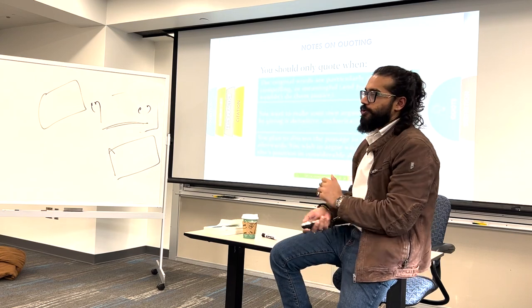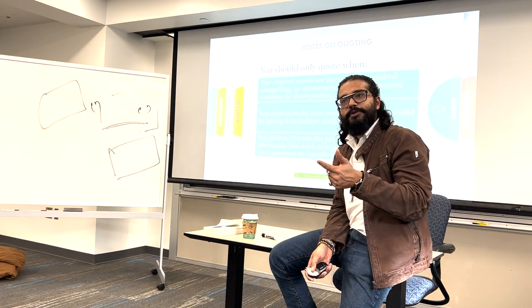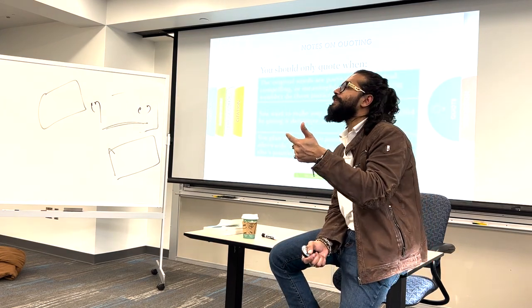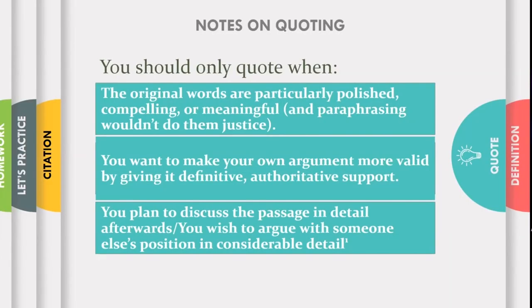And when we quote, first of all, sometimes there are beautifully written lines. By beautifully written, I do not mean poetic. There might be very meticulous writing, even in academic writing, where changing a word, paraphrasing a passage or summarizing it might ruin the essence of it, the beauty of it. Then you quote it. How much can we quote? One line, two lines, one passage, five lines. There is no fixed rule on that.